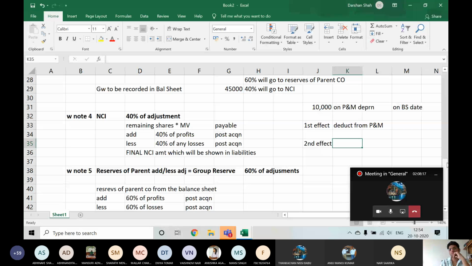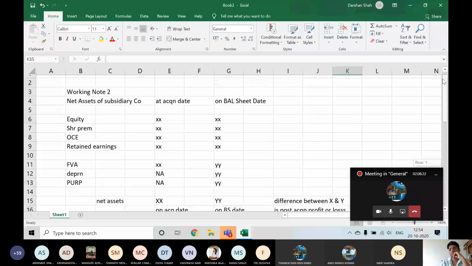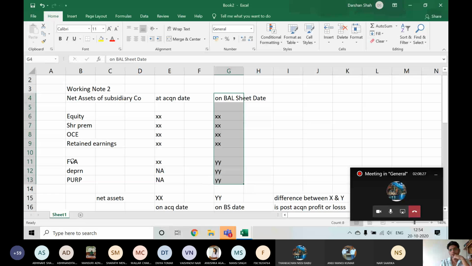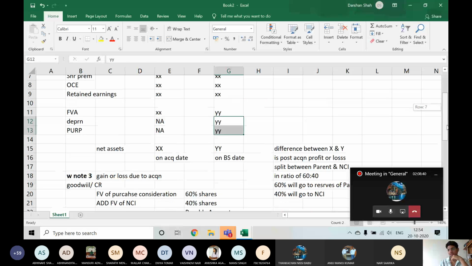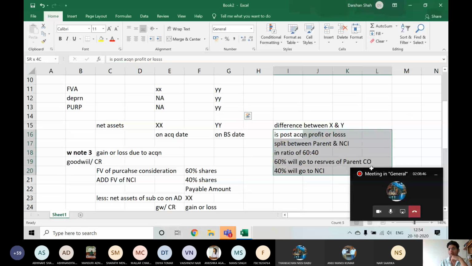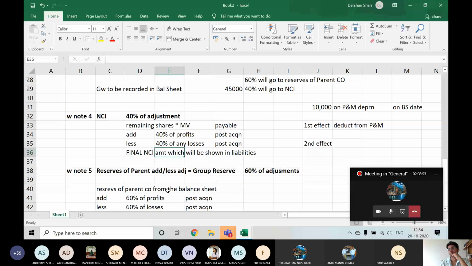Let us go to working note 2. What did we do on balance sheet date: fair value adjustment, depreciation and PUP. So we put depreciation here, correct. So depreciation and PUP are adjusted here, meaning they have been adjusted in your post acquisition profits or losses. And that amount we split and put into NCI and reserves. So that will come under NCI and reserves. So the second effect will go under working note 2, depreciation.